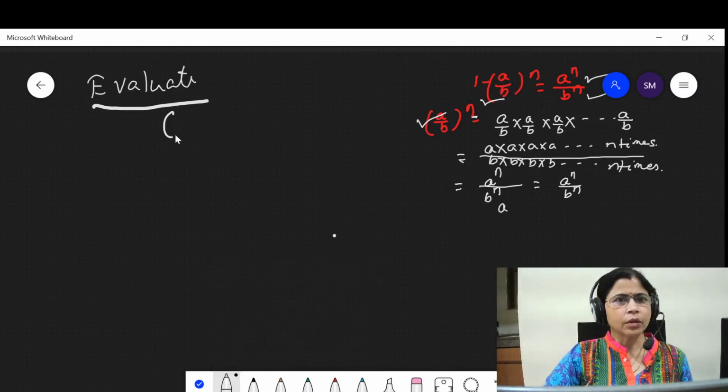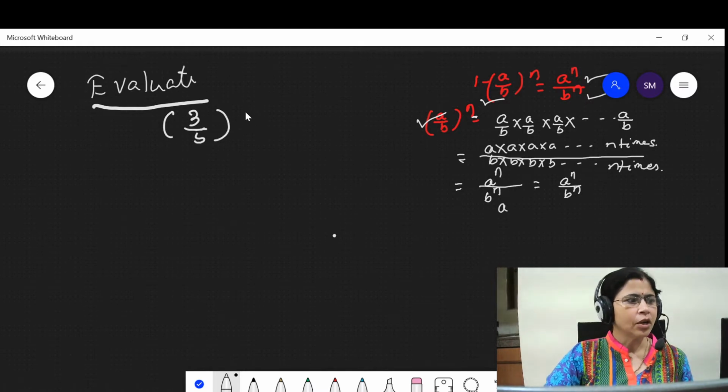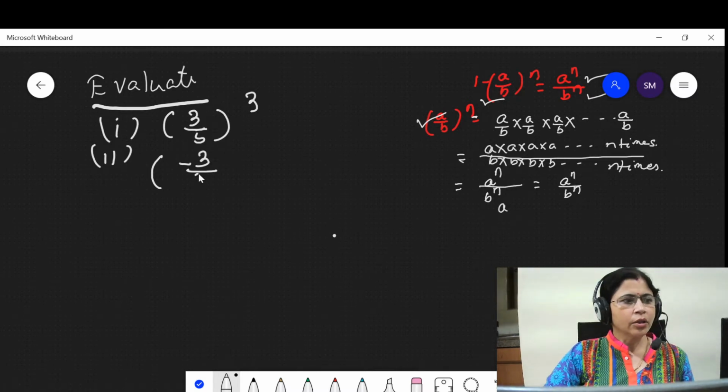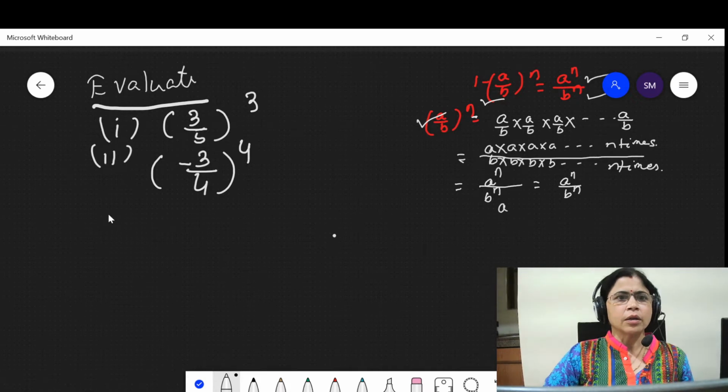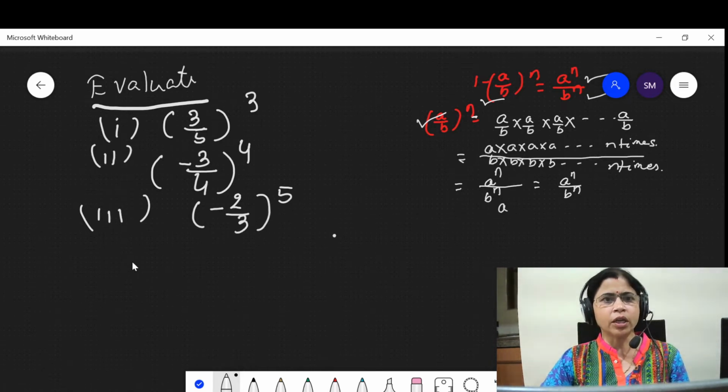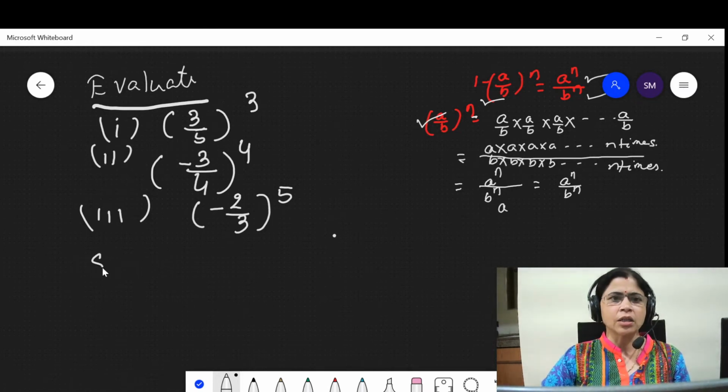Evaluate 3 upon 5 to the power 3. Question 1. I have already told you students, in this 2.0 series, the theory will be of different level, and I will make you practice rigorous problems. Only knowing theory is not sufficient. Please students, solve your exercises and ask me your doubts. I am ever ready to clear your doubts.